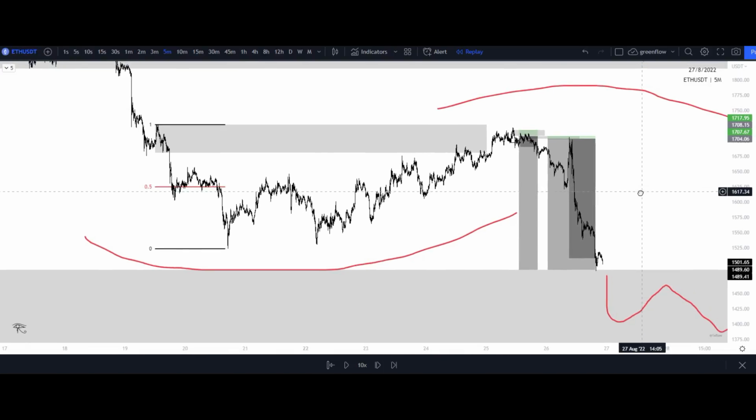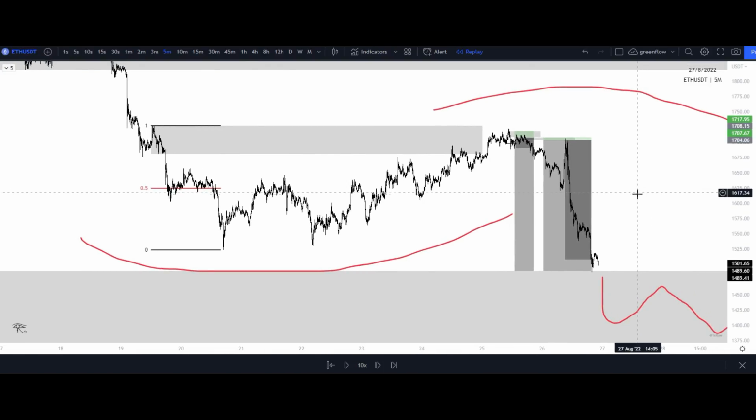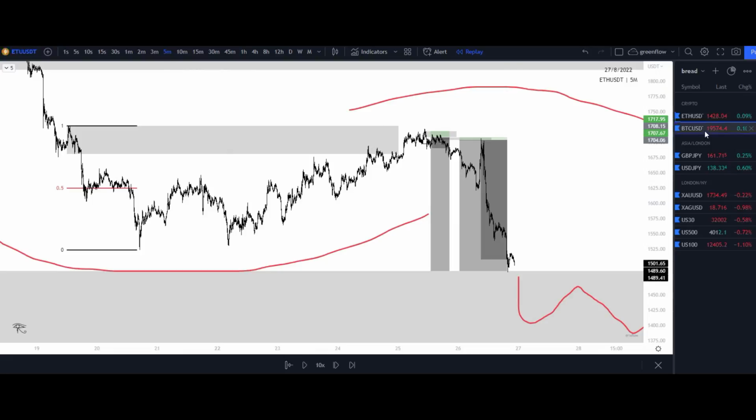I have a question regarding Bitcoin. 19.3 is my POI. I just wanted to know if it was valid or invalid.